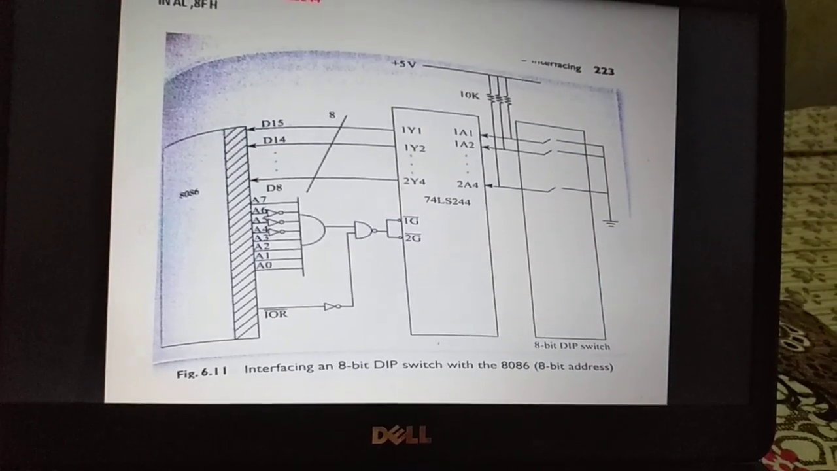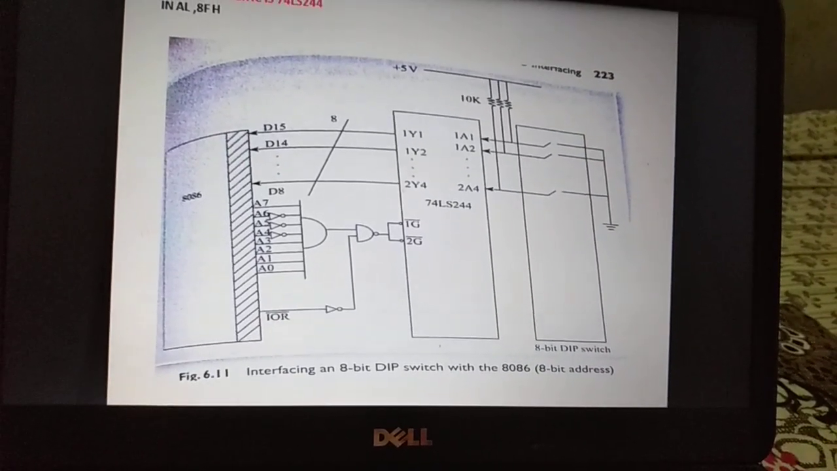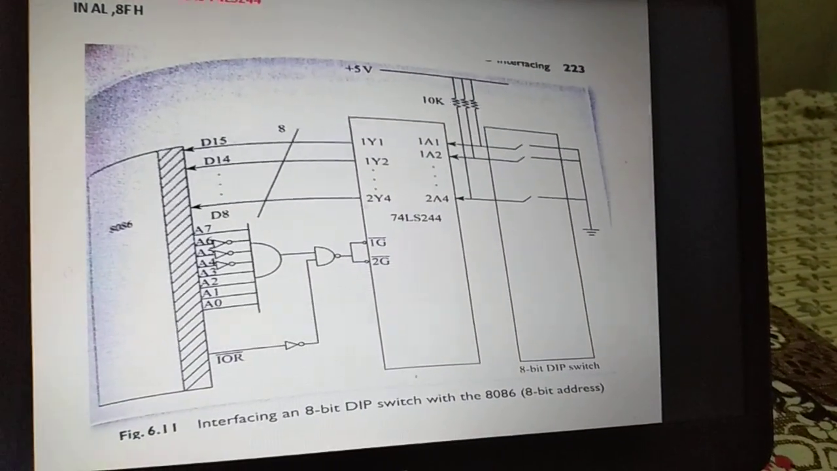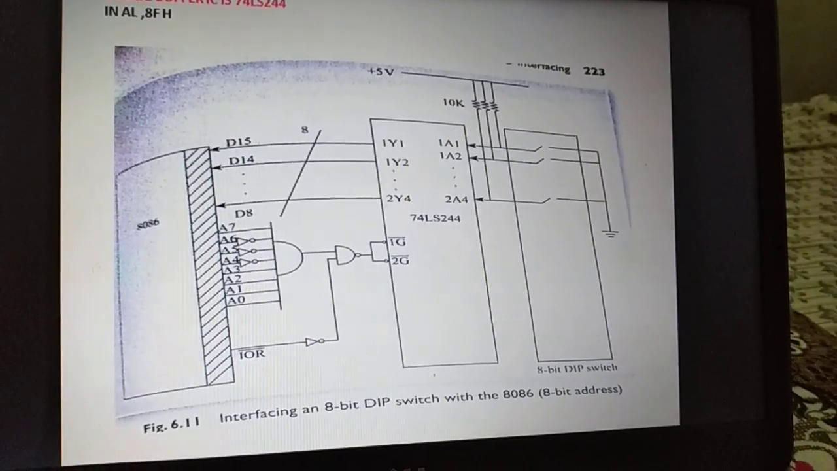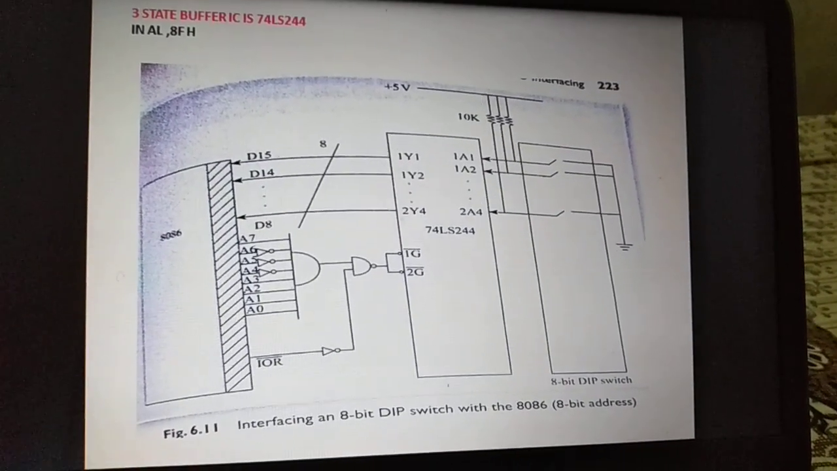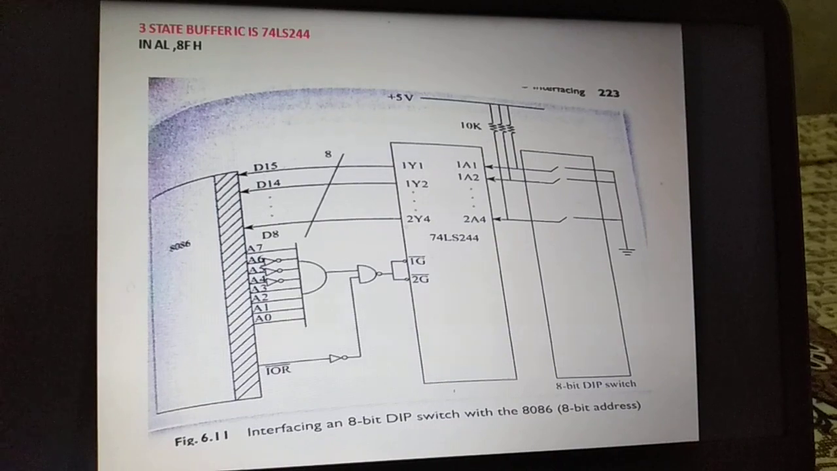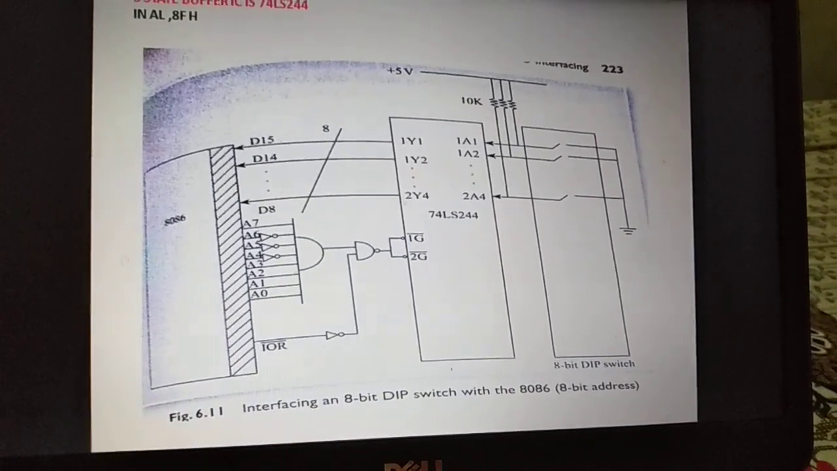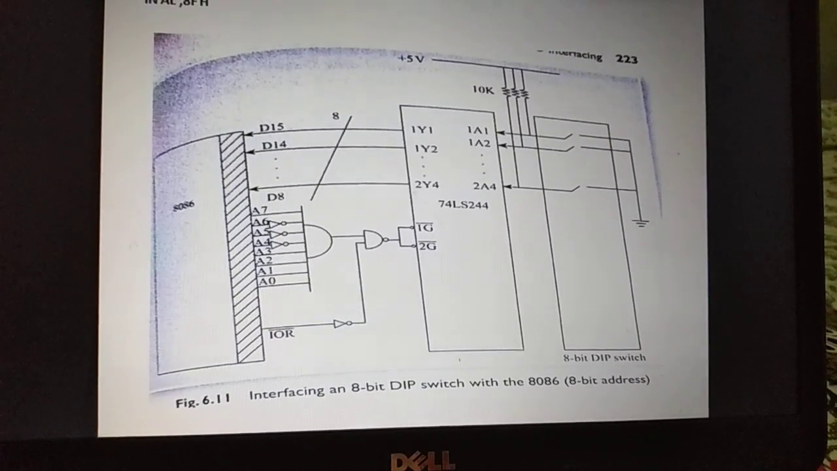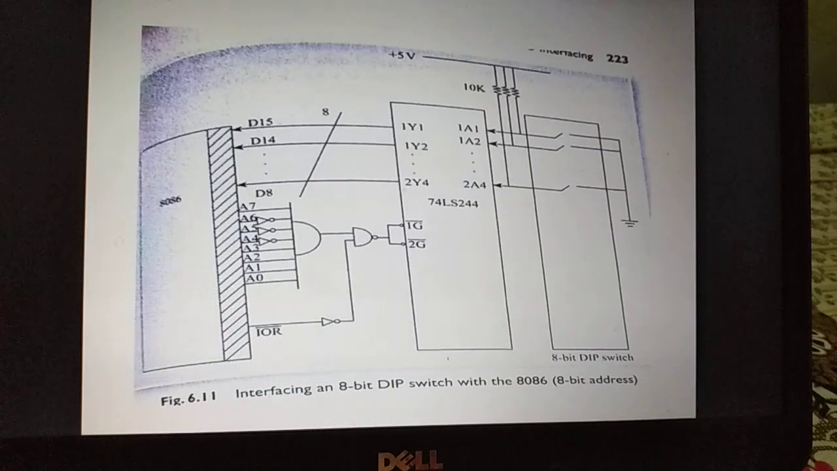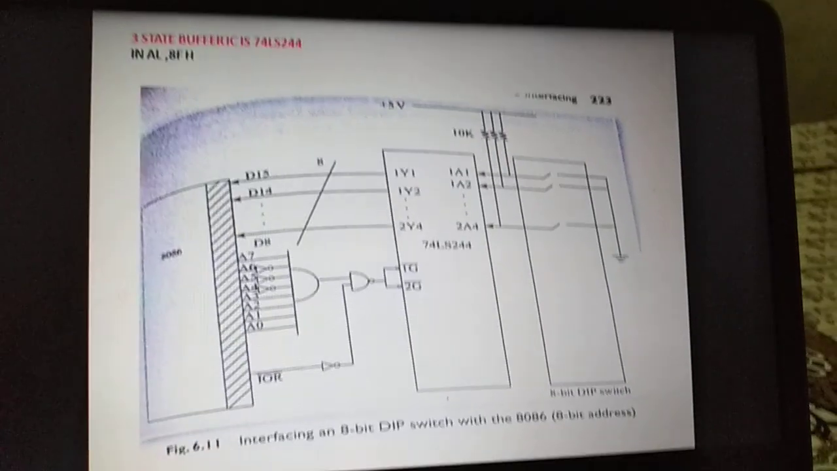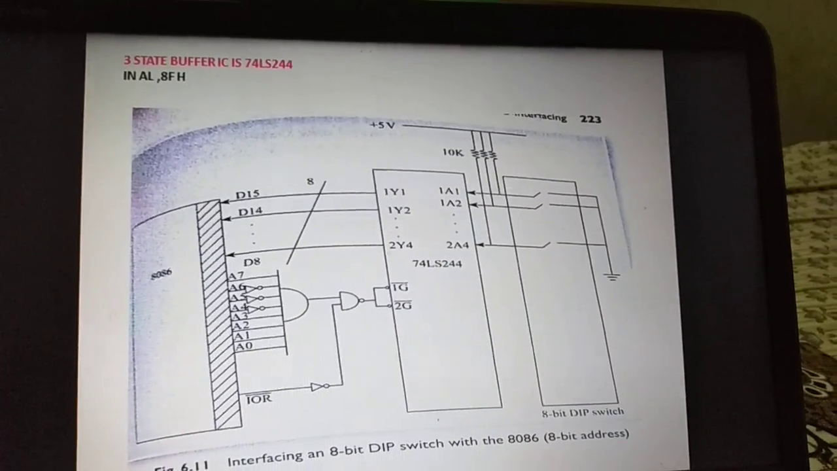the data is going to be transmitted via the high order 8 lines of the data bus, from D8 to D15, and the address is given via the low order 8 lines of the address bus, from A0 to A7. Since the address is 8F, written in binary it is 1000 and all 4 ones. When the address is 8F and the I/O read signal is given, the buffer is enabled, and thereby the switch information is read via the buffers and transmitted to the microprocessor.